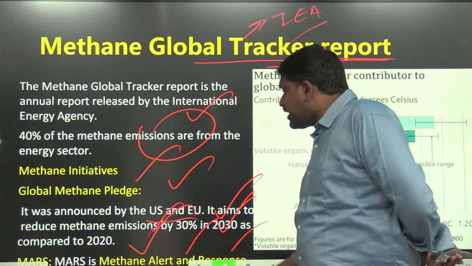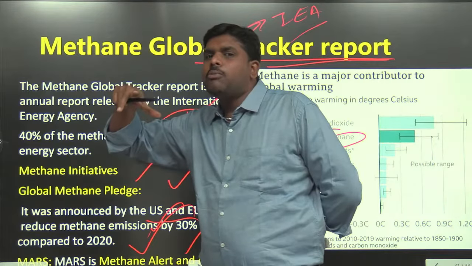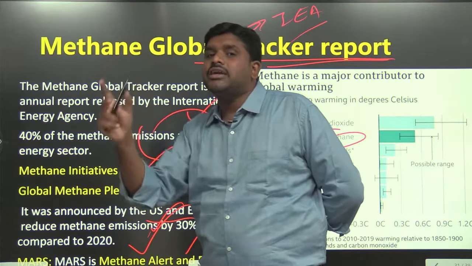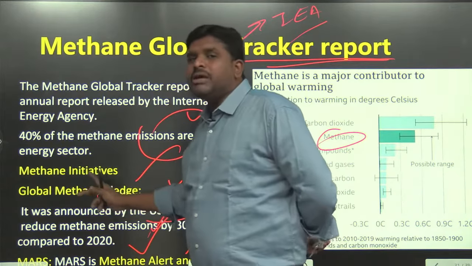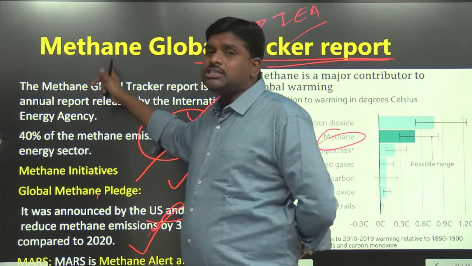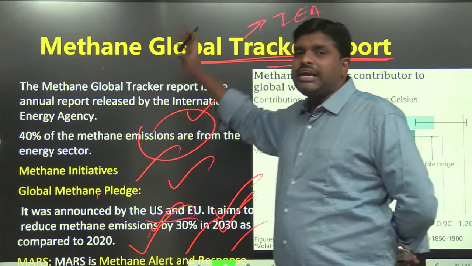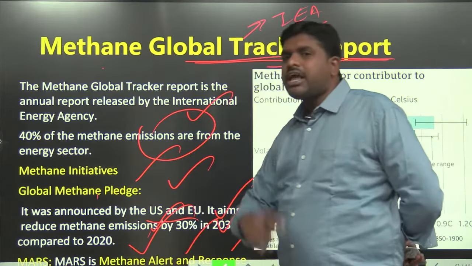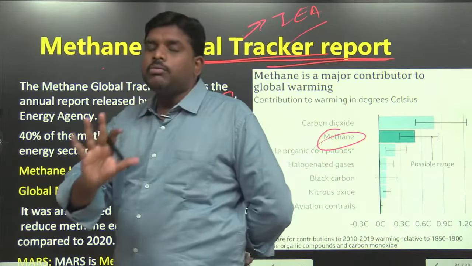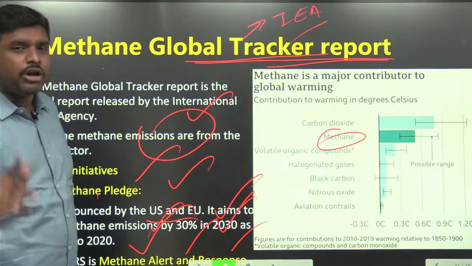Next, MARS, the Methane Alert and Response System. If methane is increasing, by satellite they will notice how much methane there is and alert the countries. That is called MARS, Methane Alert Response System. These are the two methane initiatives, and the report tracker is the Global Tracker Report on Methane, which is released by the International Energy Agency. The Global Methane Pledge is made by the European Union and USA, and MARS is an agency of the United Nations Environment Programme, UNEP. Methane is very, very important from the prelims point of view.